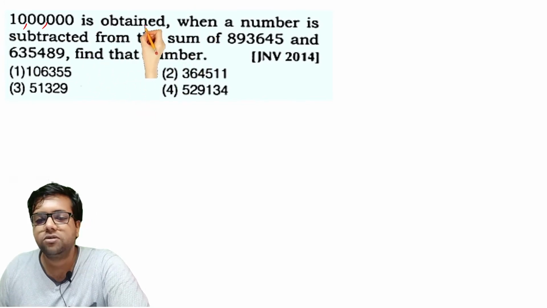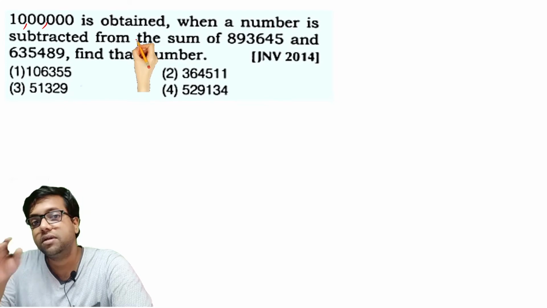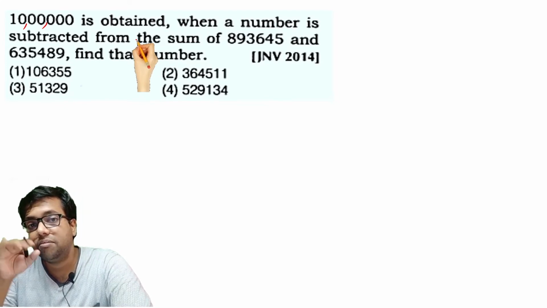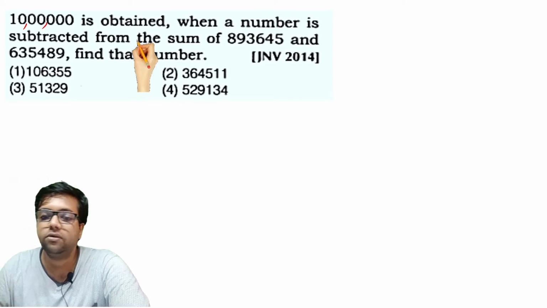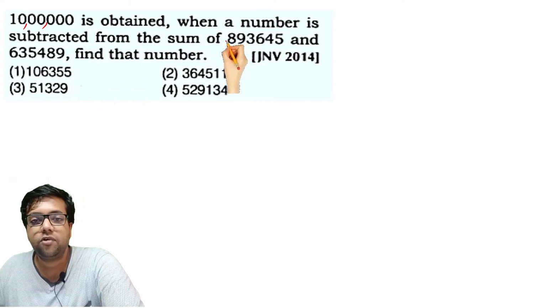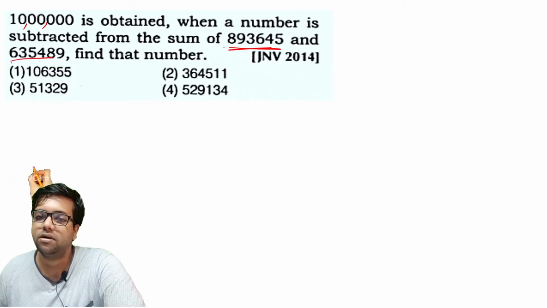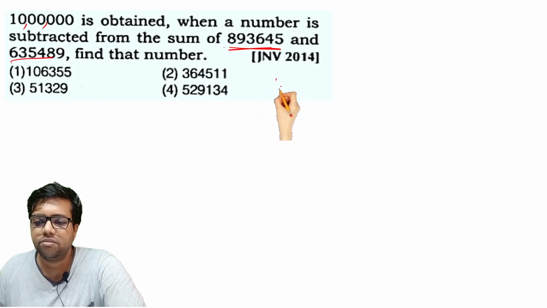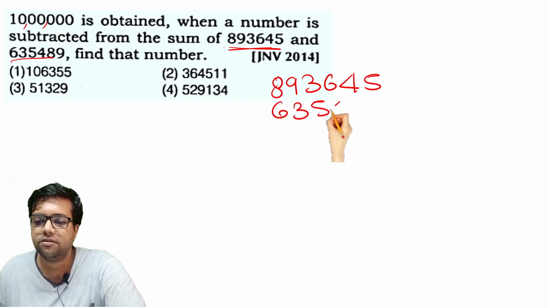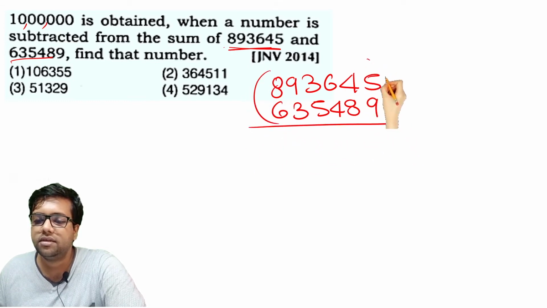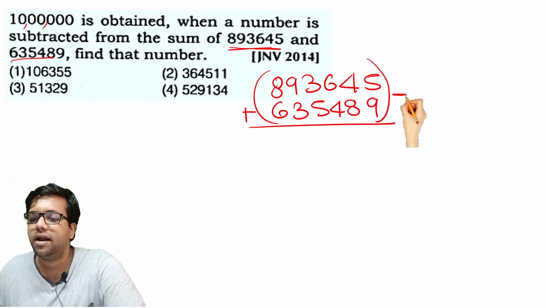A particular number is obtained when a number is subtracted. Do we know what is that number? We don't know that number. That is what we are asked to find out also. So when the number is subtracted from what? From the sum of this number and this number, right? So let us write that equation. So that number is 893,645. Let us take the sum first. 635,489. Okay, so there is the sum of this number, and a number is subtracted.